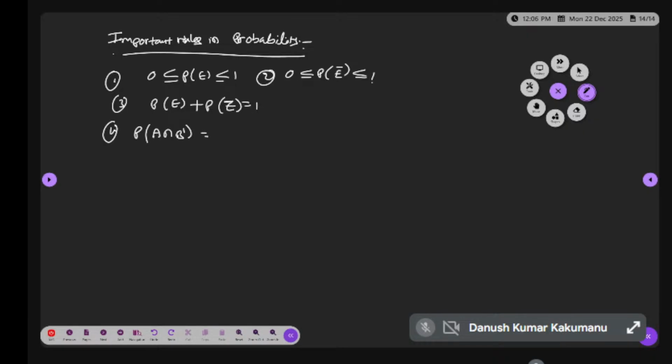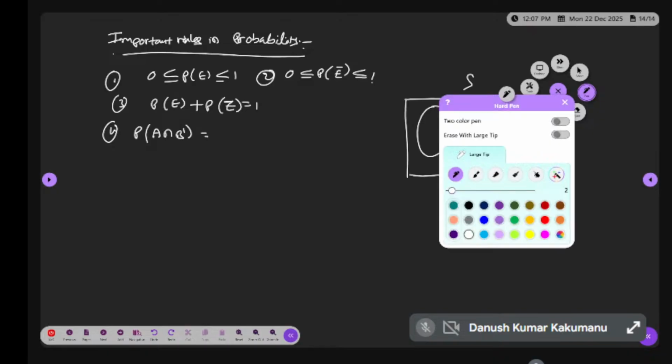Yes, first of all, A intersection B complement Venn diagram. How does this A intersection B complement Venn diagram appear? You have Venn diagrams in aptitude also. Yeah, this is the sample space, A intersection B complement. If you observe here, A intersection B complement.